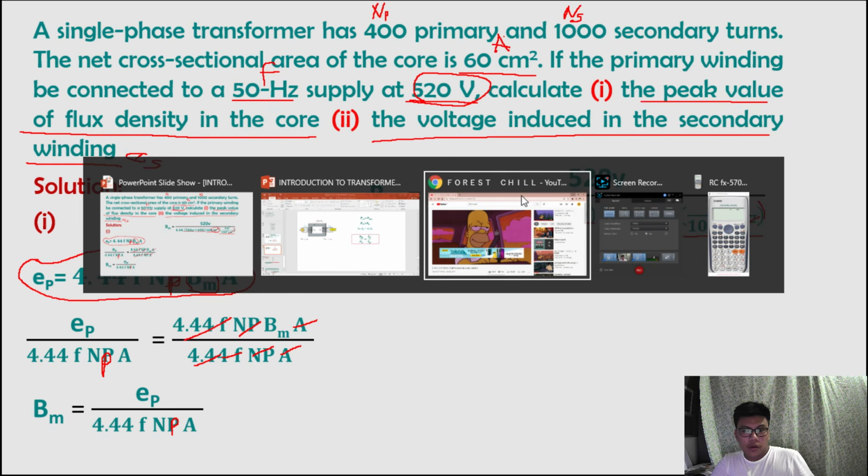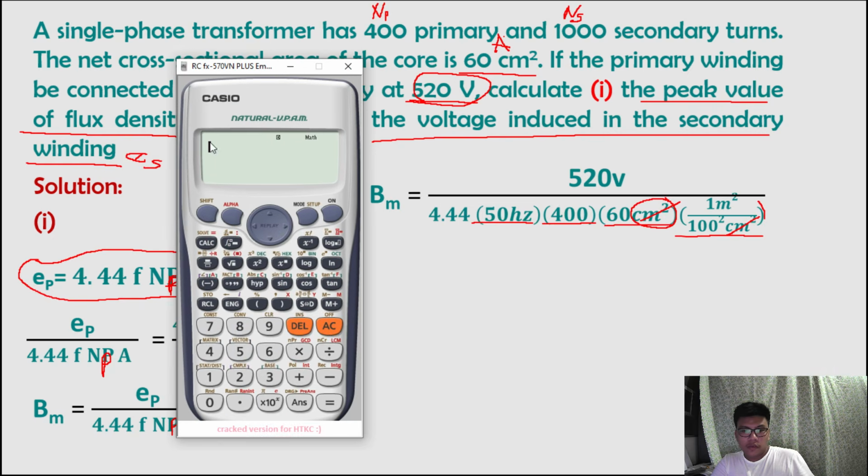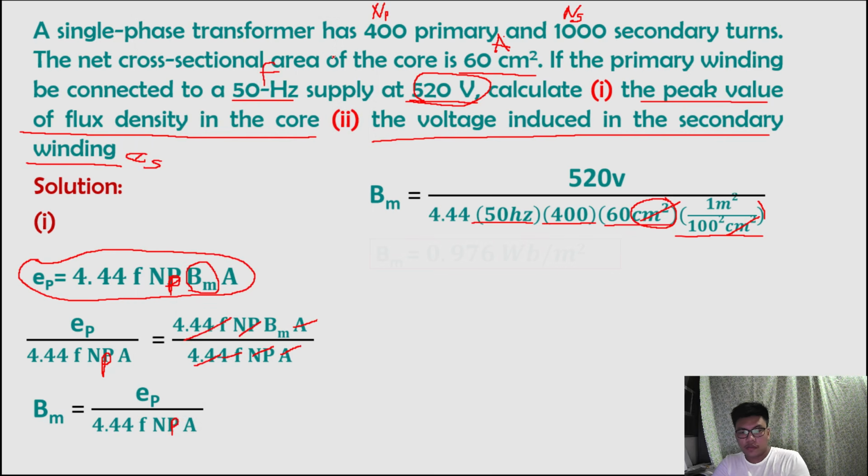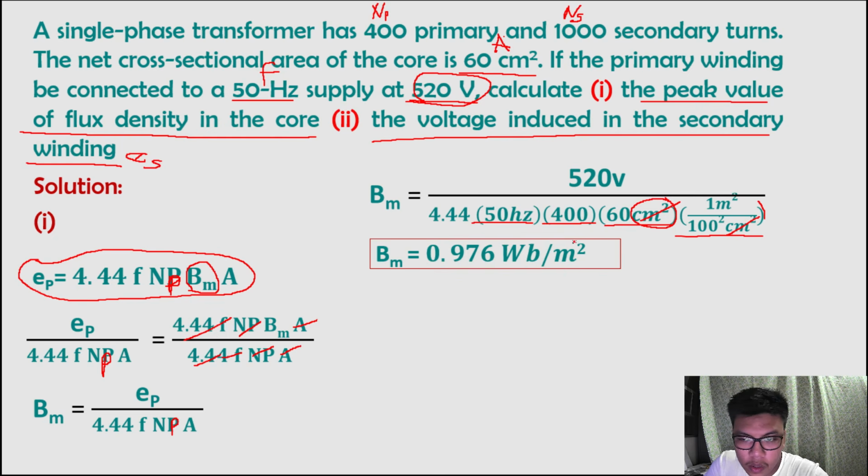So, calculator tayo. So, we have 520 all over 4.44 times 50 Hertz times 400 times 60 times yung ating conversion factor na 1 over 100 squared. So we obtain 0.976 o 0.975 na, no? Round off natin 3 decimal places. So we have 0.976 Weber per meter squared. So ito yung ating flux density.